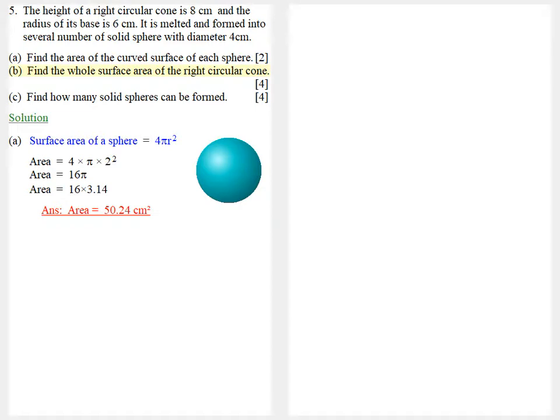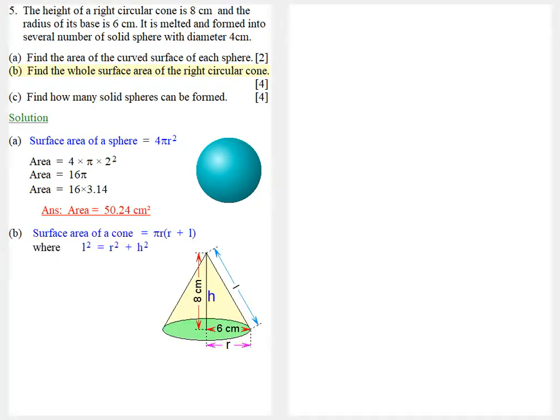Now in part B, we have to find the whole surface area of the right circular cone. A cone has two surfaces. It's got a curved surface and a flat base. The area of the curved surface is pi r l, and the area of the base is pi r squared. So we can write down the surface area of a cone is pi r into r plus l, where l is the slant height, the height going up the side.